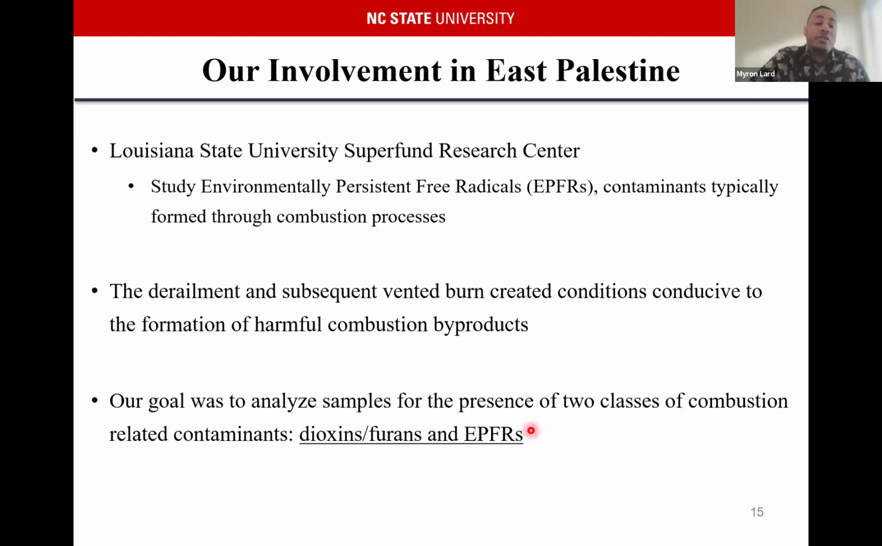We also knew that the derailment and the vented burn created conditions that were conducive to the formation of these byproducts, right? So we knew that the conditions when they burned these chemicals were likely to have generated some of these byproducts. We wanted to come in and make sure that we were doing independent testing and identify the presence of some of these combustion byproducts. So we tested our soil samples for dioxins and furans, and we also tested for EPFRs.